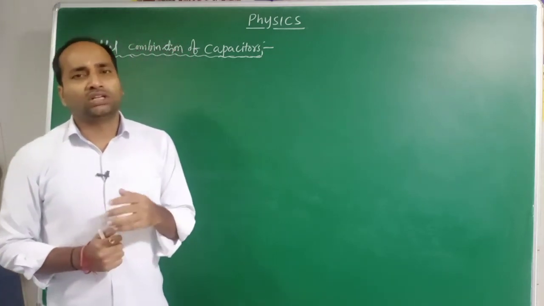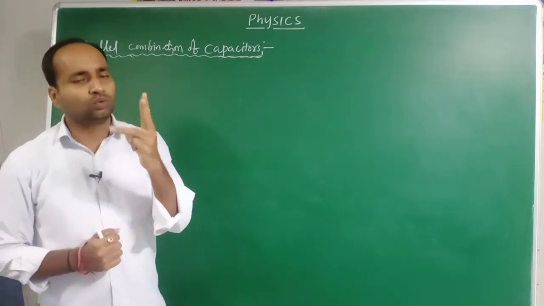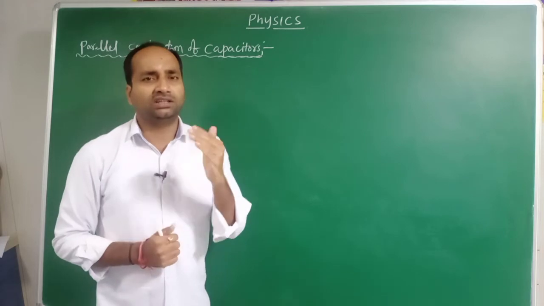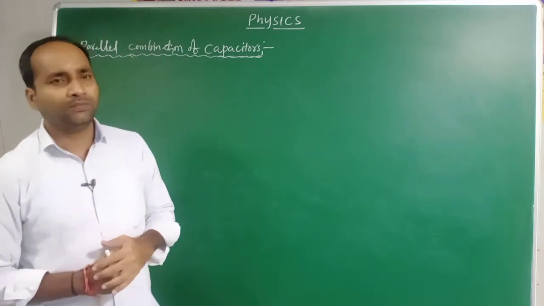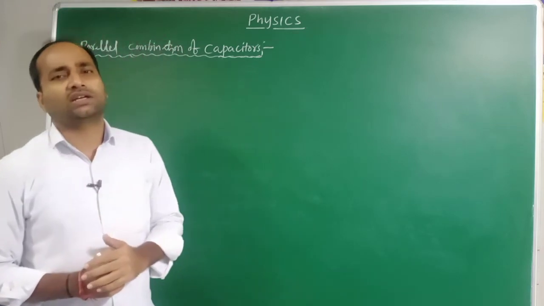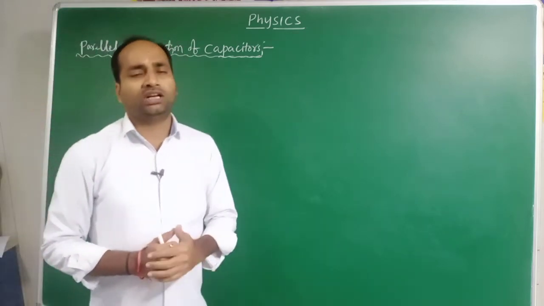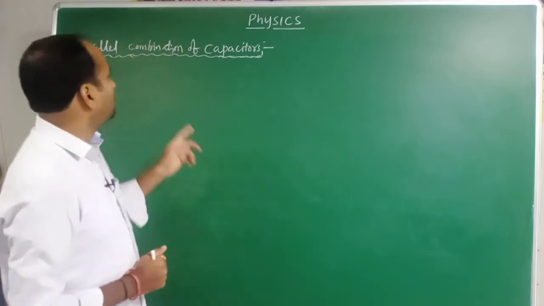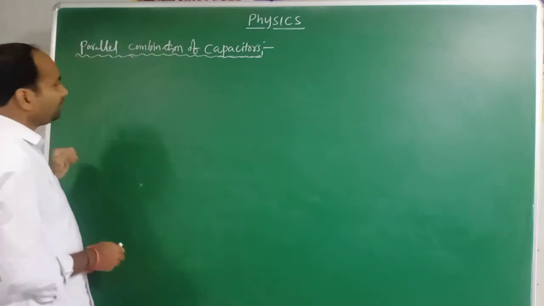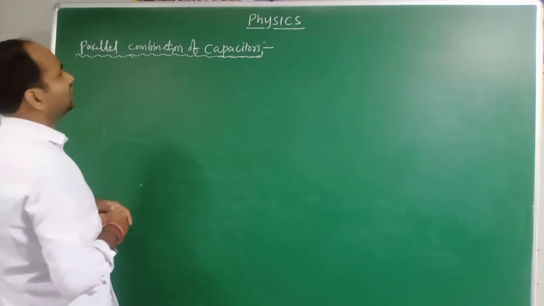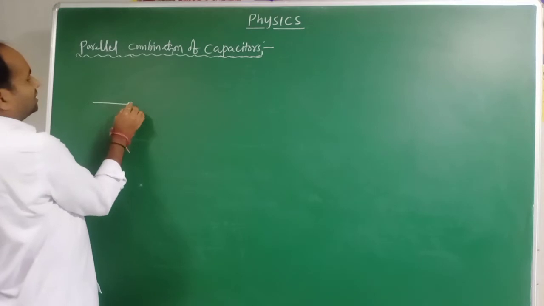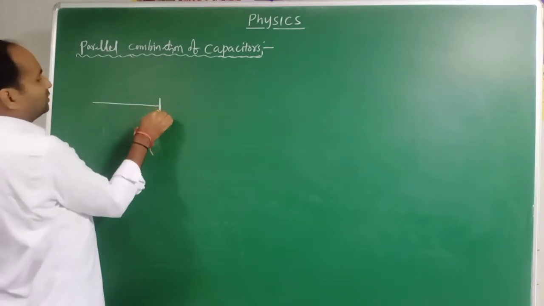We know that a capacitor consists of two conductors. One set of plates of the different capacitors is connected to the positive terminal of the battery. The other set of plates or conductors is connected to the negative terminal of the battery. Such type of combination is said to be parallel combination. So here also we are taking three different capacitors, three capacitors of different values.